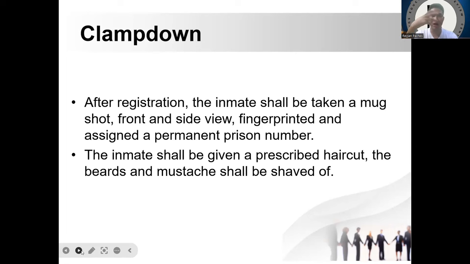Kasi di ba, mug is picture, mug is face, and shot is you take picture of my face. That's why we have mugshot. Of course, a front and side view, fingerprinted, and of course, assigned a permanent prison number. So, dapat meron kang assigned prison number kasi nga, naka-database, okay, naka-database class. So pwedeng ma-detect or pwede siyang malaman or pwedeng matuntun kung saan siya pumunta and case.